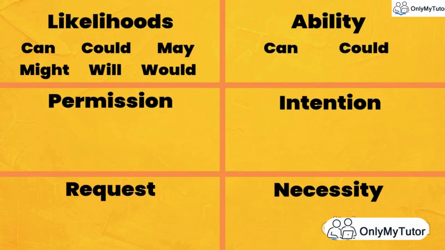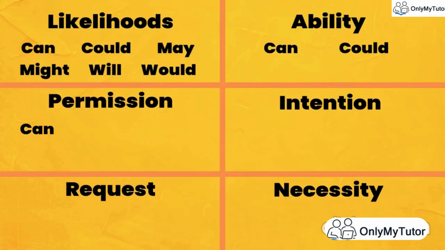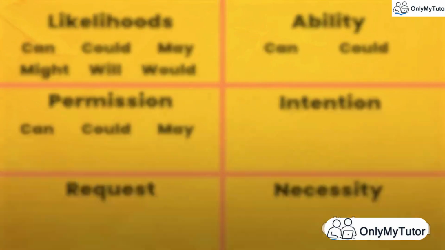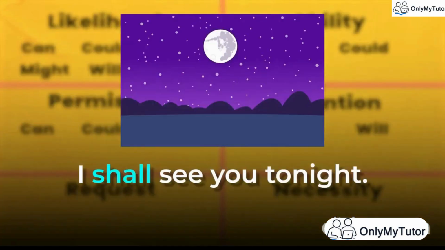Ability such as can, could. For example, I can climb that mountain. Permission such as can, could, may. For example, you may give your advice. Intention such as shall, will. For example, I shall see you tonight.